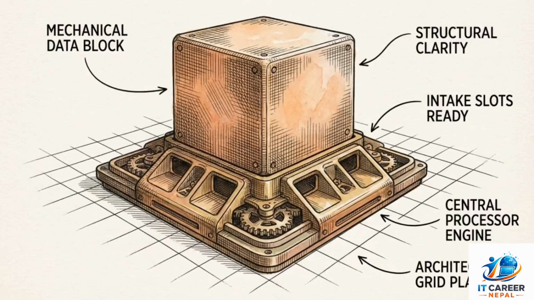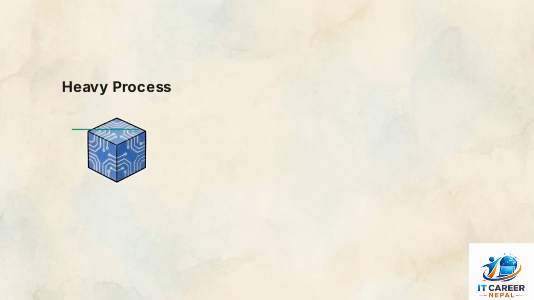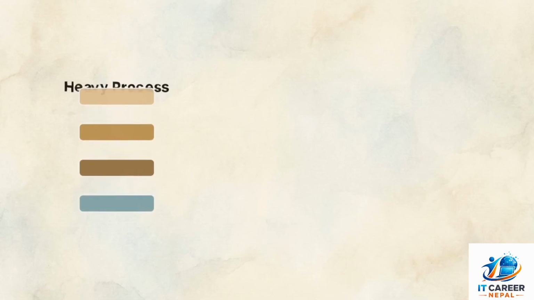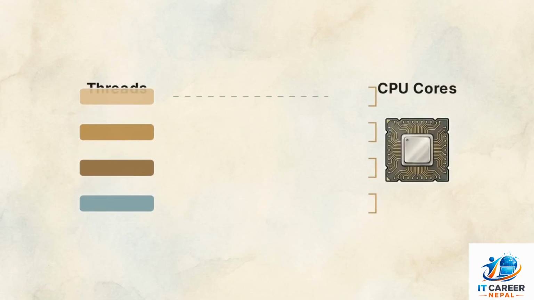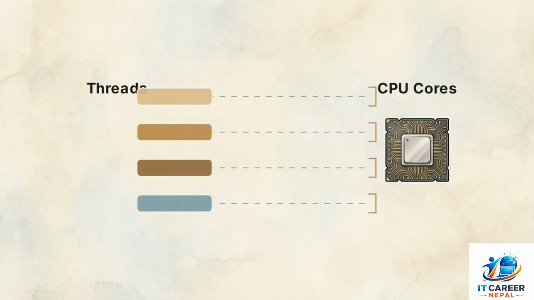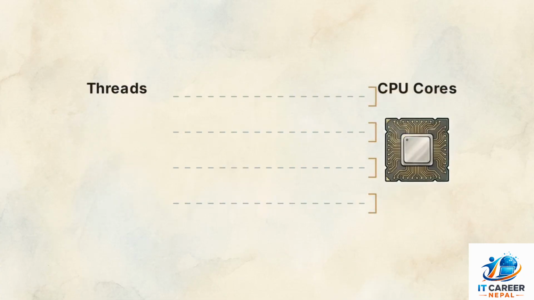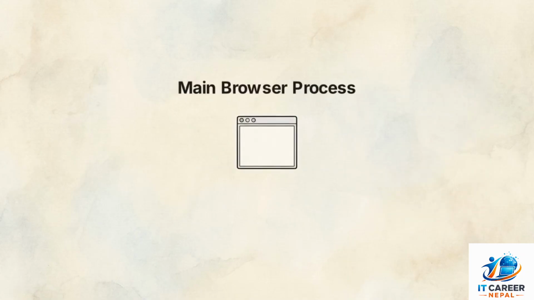To keep the CPU from ever sitting idle, the OS uses multi-threading. It takes a single heavy process, like rendering a video, and slices it into smaller concurrent tasks called threads. These threads run side by side, squeezing maximum efficiency out of the processor's cores. Modern operating systems push this further by using process isolation.